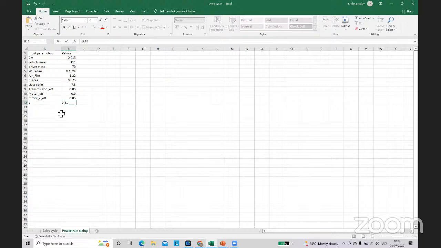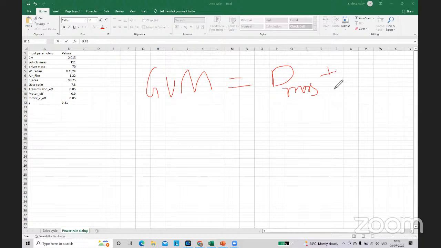Now, as I was mentioning, GVM is nothing but driver mass plus vehicle mass. Okay. So we got to know what is vehicle mass and the driver mass. We'll just try to represent it here.